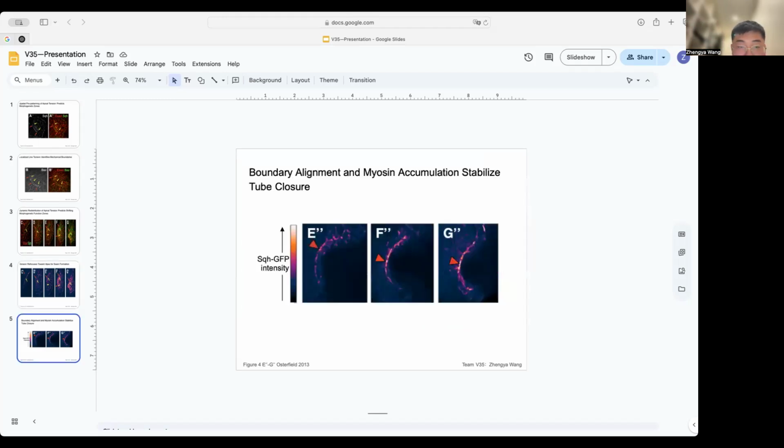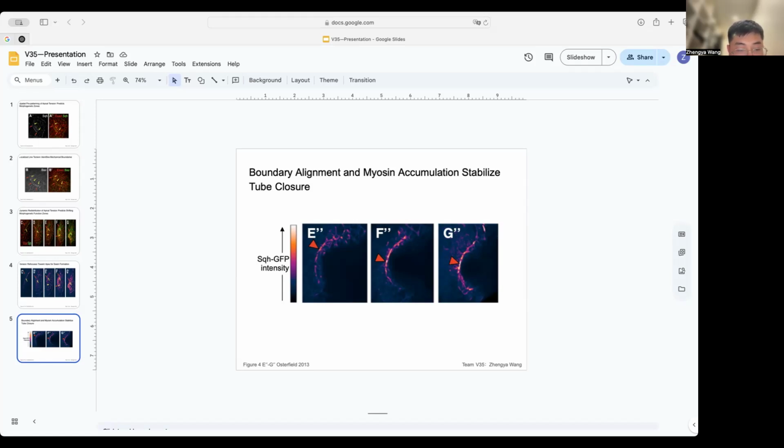Slide 5 talks about boundary alignment and myosin accumulation stabilizing tube closure. In this final panel, we observe panels E double prime, F double prime, and G double prime in sequence. These images focus on the basal surface of the primordium. E double prime and F double prime show the progressive alignment of cell boundaries as the two arms of the floor cell domain move toward convergence.